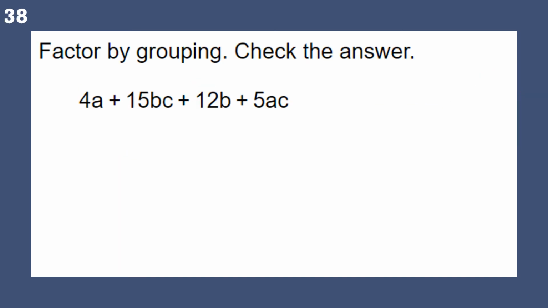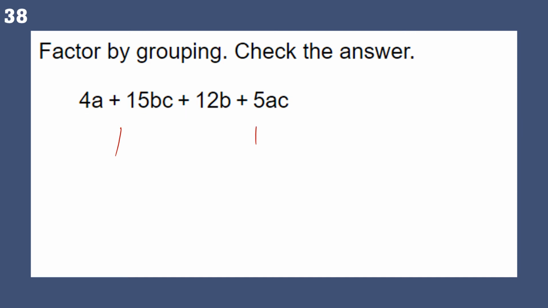Factor by grouping, check the answer, okay? So the first thing I want you to notice is that this has four terms. So the first thing I'm going to do is just assume that they're in a nice group order for me. If I group the first two and say, what can I take out of both of these? What goes into a 4a also goes into 15bc? And the answer is a 1. Literally only a 1 would factor out of that. And if I look at the second one, we'll see the same problem, only a 1. So nothing really special seemed to be happening.